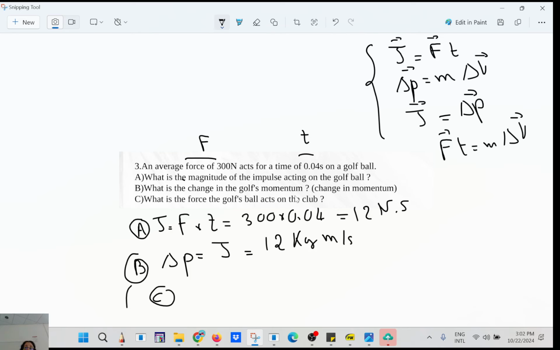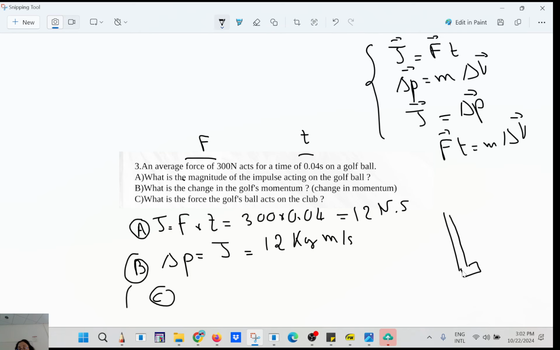What is the force? So what is the force? Yes. So okay, Newton's third law, right?